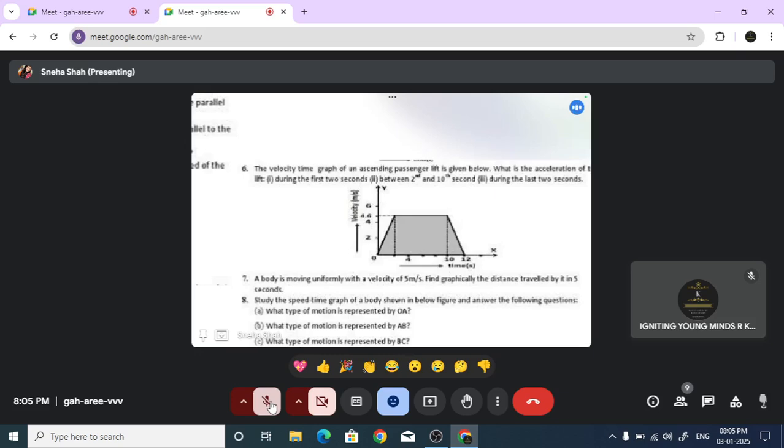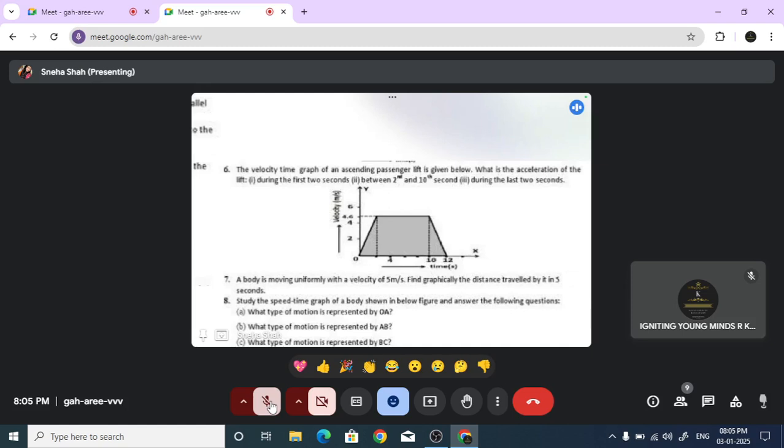Okay. So you have to calculate the acceleration during the first 2 seconds. How can you get the acceleration using velocity and time? Ma'am, V minus U by T, ma'am. Correct, correct. So go for it.